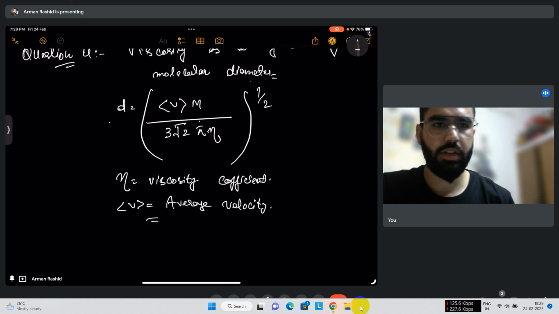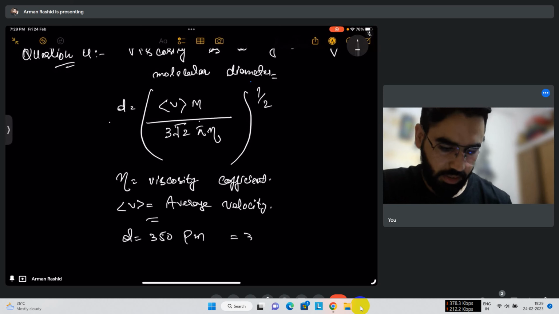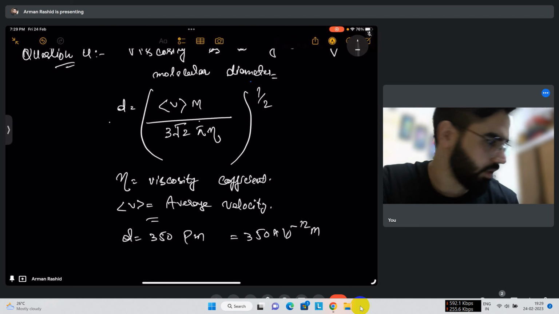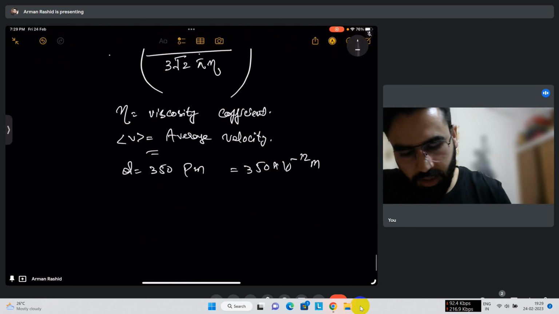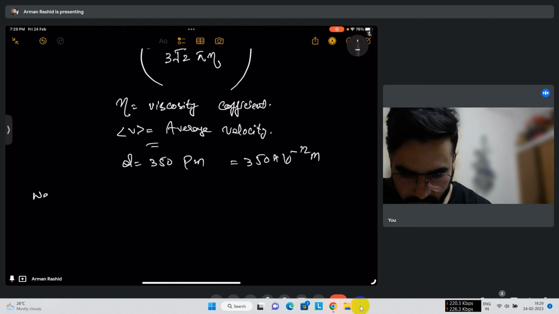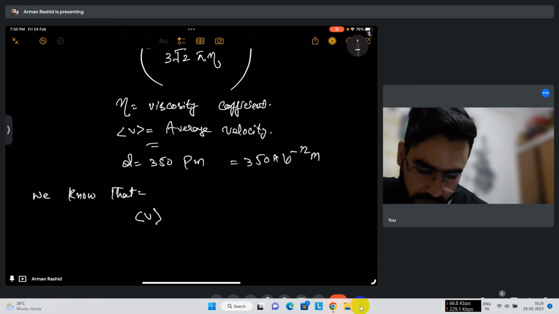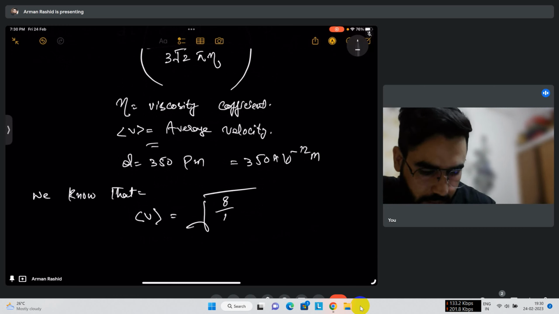So this is the average velocity, and the given diameter is 350 picometers, that is 350 into 10 to the power minus 12 meters. Okay, so this is given. Now first we have to determine the average velocity. Average velocity from the kinetic theory of gases is given by root of 8 kT by pi m.